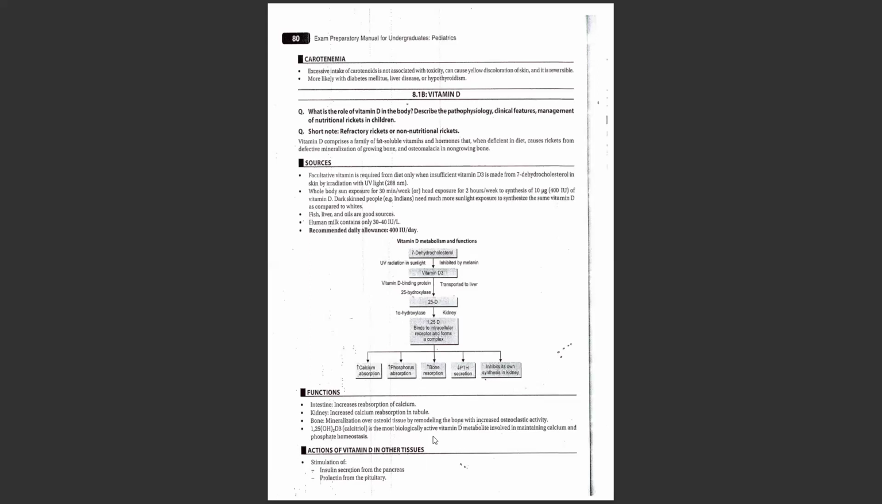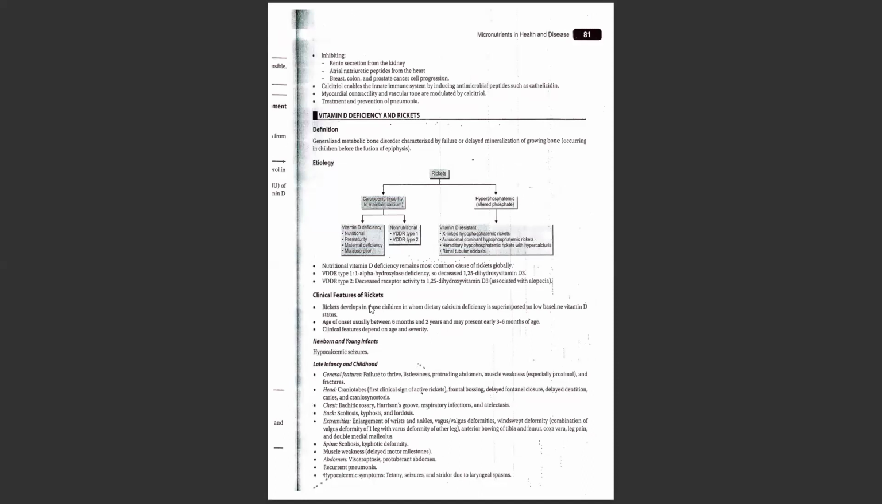Other actions in the other tissues are stimulation of insulin secretion from the pancreas and prolactin from the pituitary. Another is an inhibiting action on renin secretion from the kidney. There is an inhibiting action of vitamin D on the release of atrial natriuretic peptide from the heart. And in breast, colon, and prostate cancer, there is an inhibitory effect by vitamin D on cell progression.